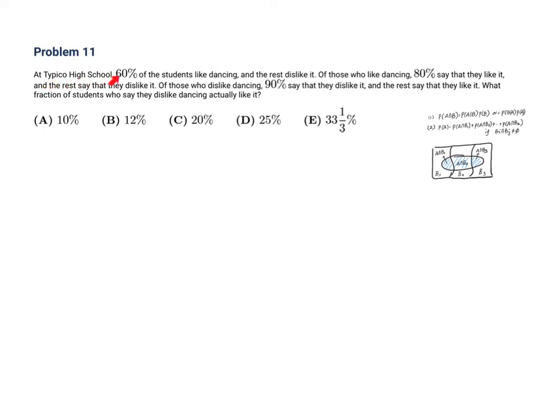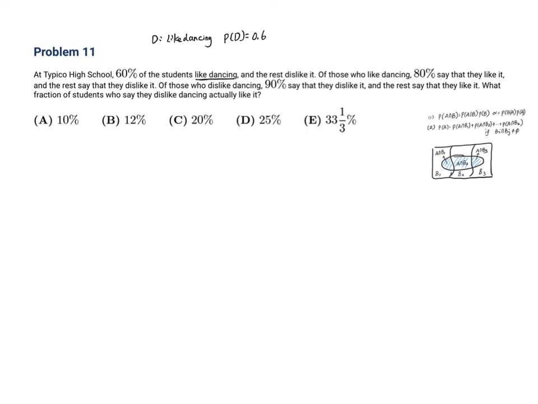At a typical high school, 60% of students like dancing. Well, we need to be careful to introduce some notation so that we can keep track of the information precisely and accurately. So here I'm going to let D be students who like dancing. Obviously 60% like dancing, therefore I know that the probability of D is 60%.